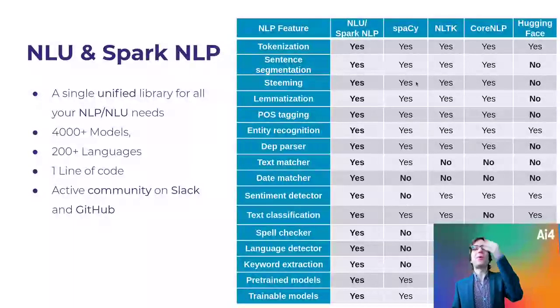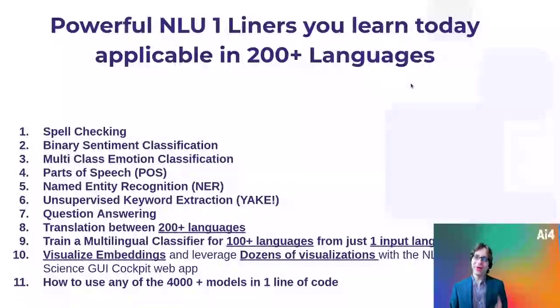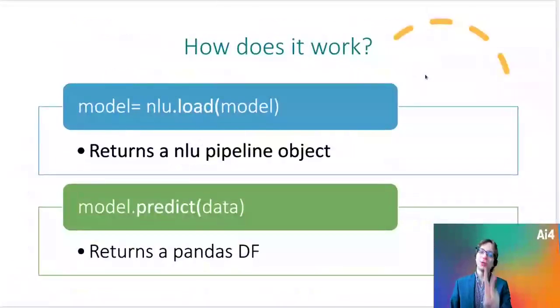And if you look at all of the features provided, you can really see why that is so. And today, I will show to you how you can leverage any of those features in one line of code with NLU. All you need to know is that there are two methods. The NLU.load method that takes in the string parameter and returns to you a model object, and a model.predict method that predicts on your data.